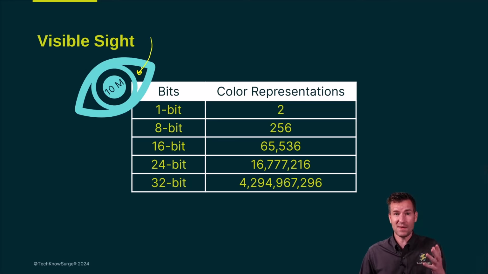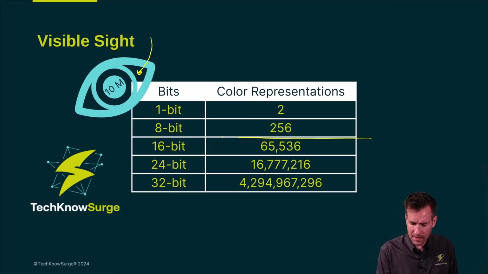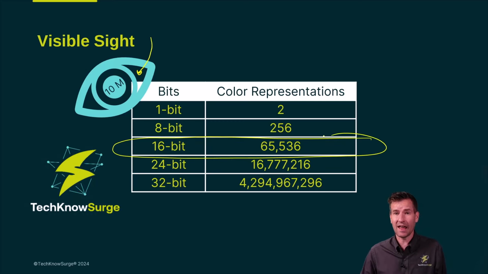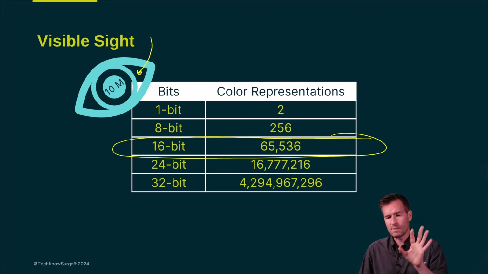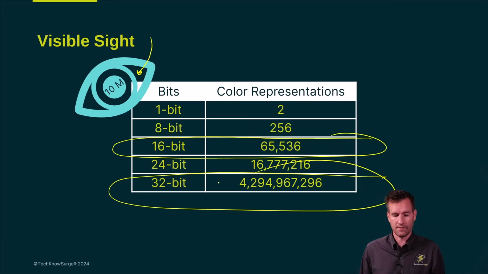So once you get beyond that, it really doesn't help much. So this 16 bits, we would actually be able to tell a degrading of that picture. We would be able to point out that it doesn't look quite right. This 4 billion is just way overkill for what we need.